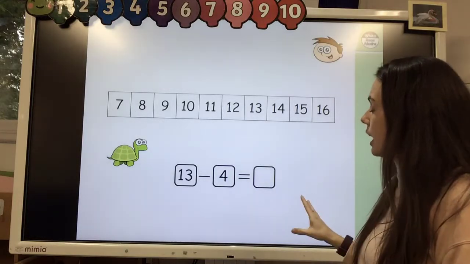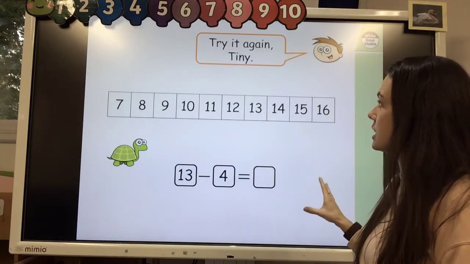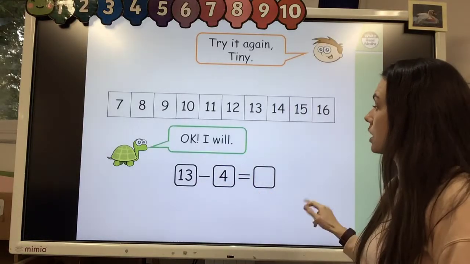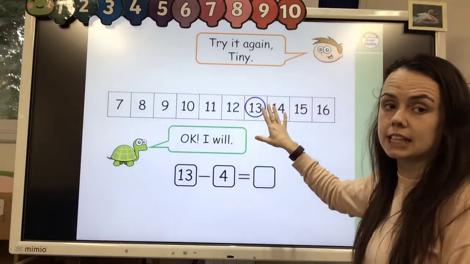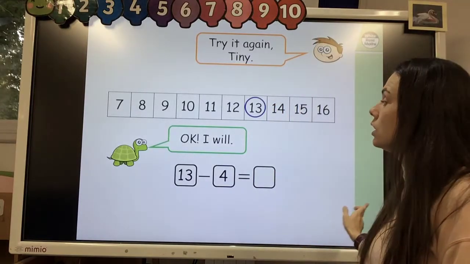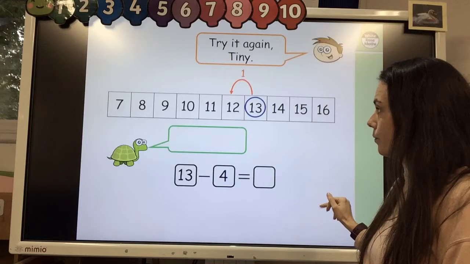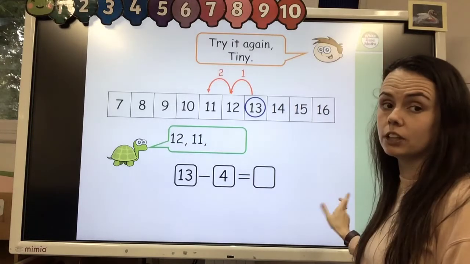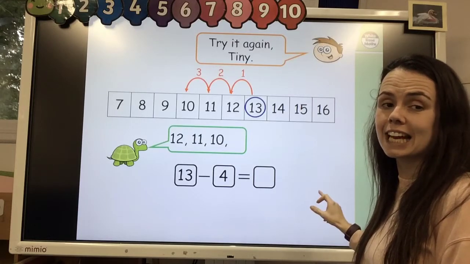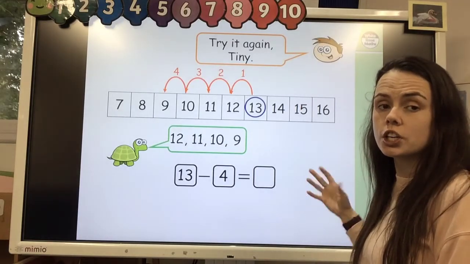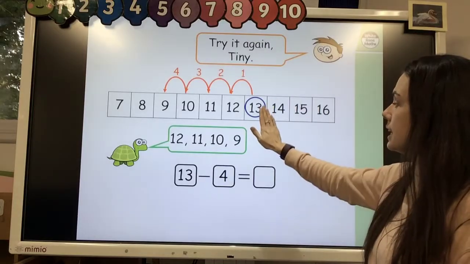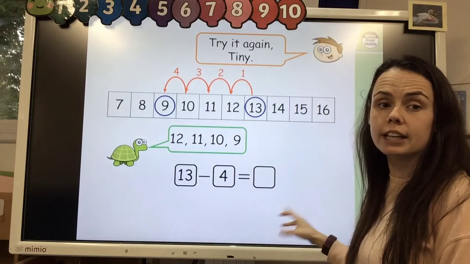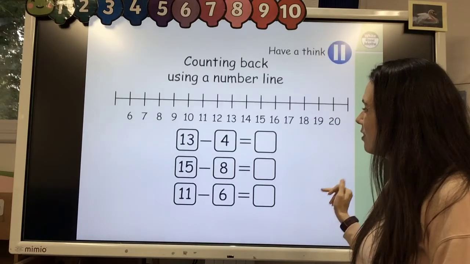Right, Tiny, you're going to have another go. Tiny's going to do 13 take away 4 this time. So, it's found 13. Let's count back 4. 1, 12, well done. 2, 11, 3, 10, 4, 9. So 13 take away 4 is 9. Well done, Tiny, you got that right.